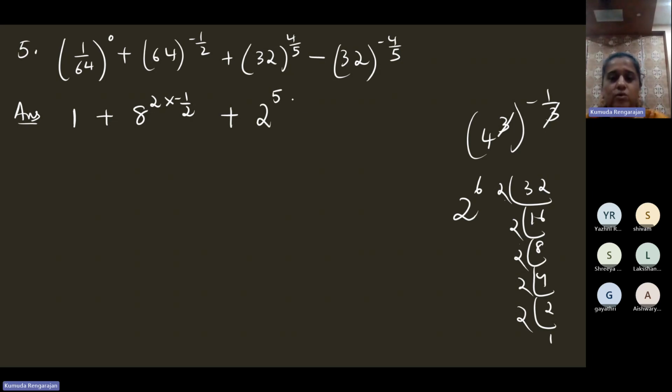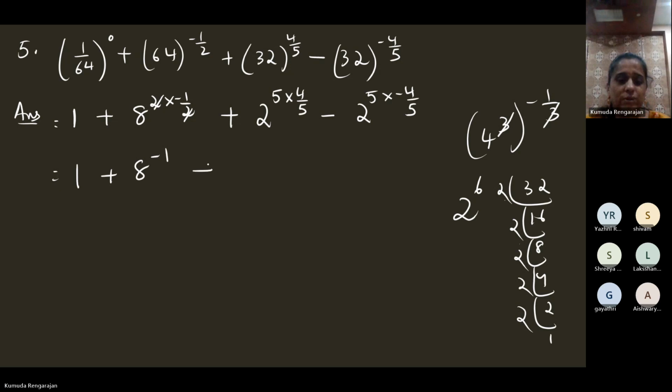There's already this power 4 by 5, so multiply. Minus 32 is 2 to the power 5, and the power minus 4 by 5. So the 1 and 2 get cancelled: 8 to the power minus 1, plus 5 cancels, 2 to the power 4 minus 5, 2 to the power minus 4.